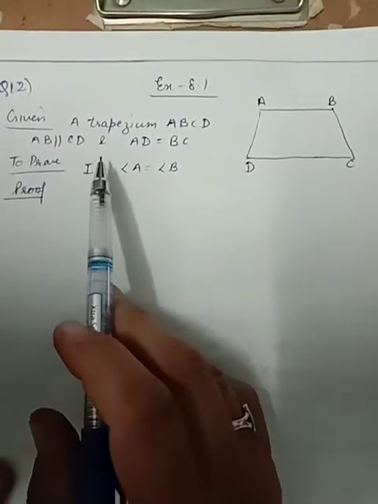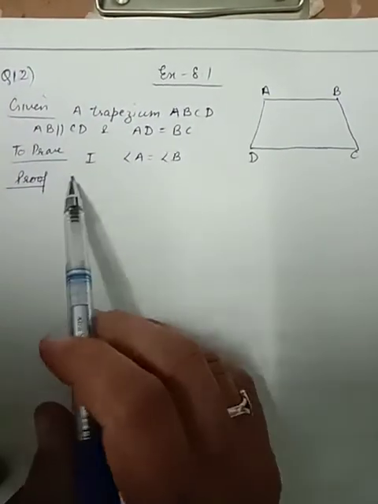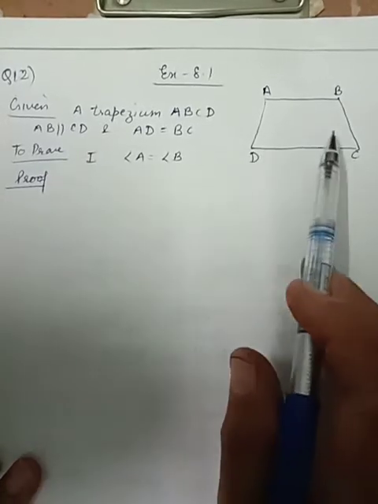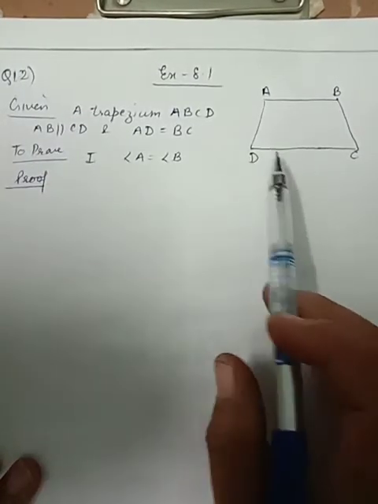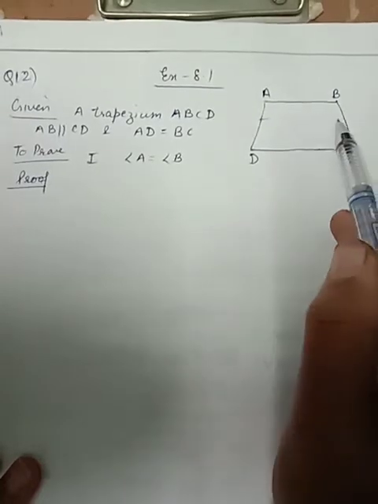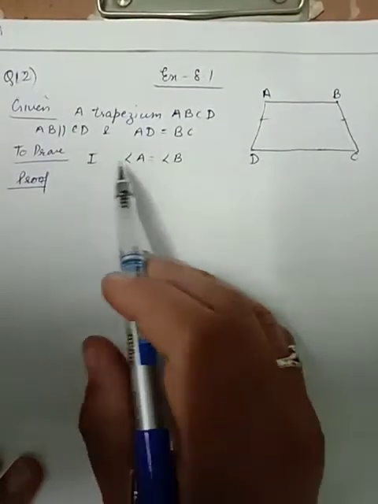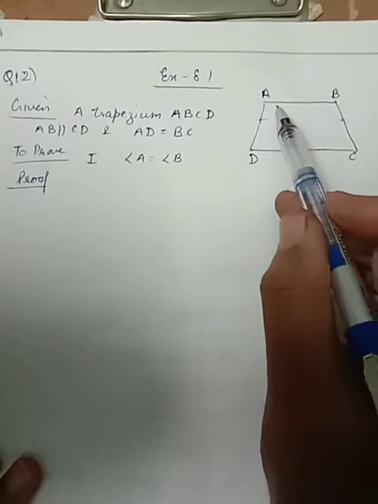Let us do question 12 of exercise 8.1. In this question, it is given to us a trapezium ABCD, and AB is parallel to DC and AD side is equal to BC side. We have to prove first part: angle A is equal to angle B.